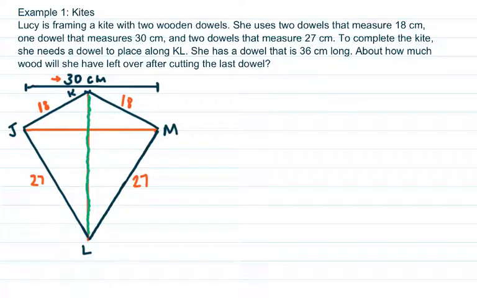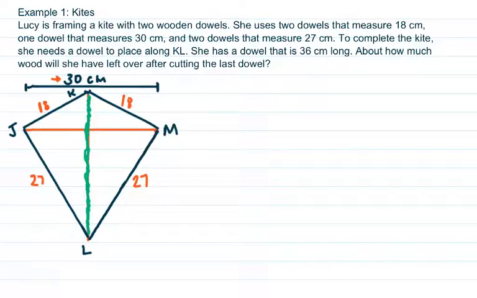So let's find out what we do know. Given that we have a kite and it has two diagonals, it actually cuts the kite into four different triangles. So I can use those triangles and find the missing sides to find out how long this dowel needs to be. That's here in the center, this green part. And then once I find that, I can subtract it from 36, and that's going to tell me how much I have left over.